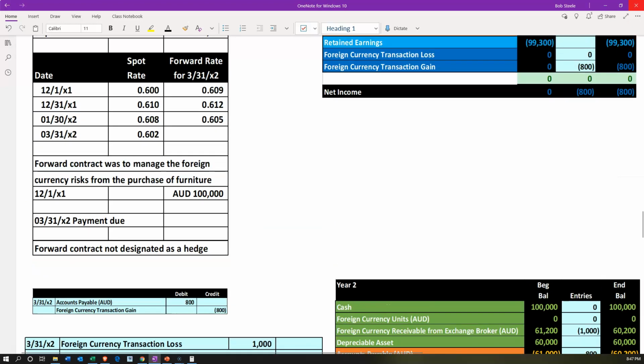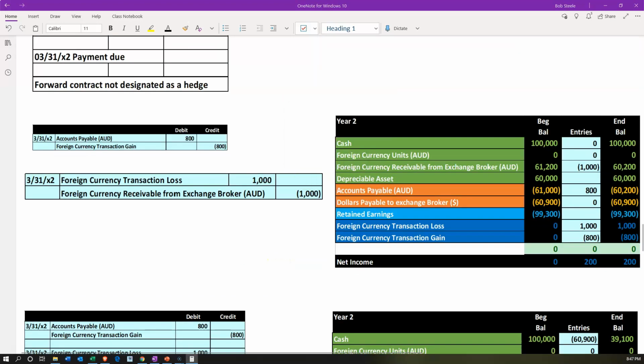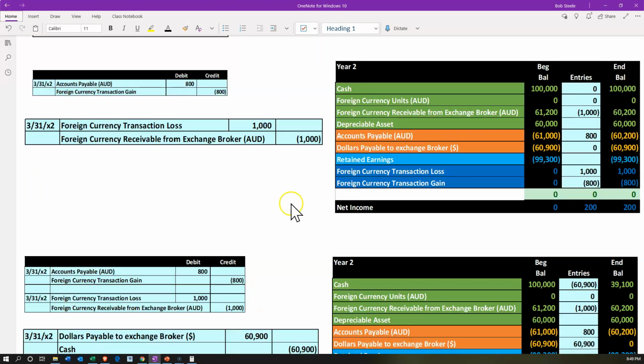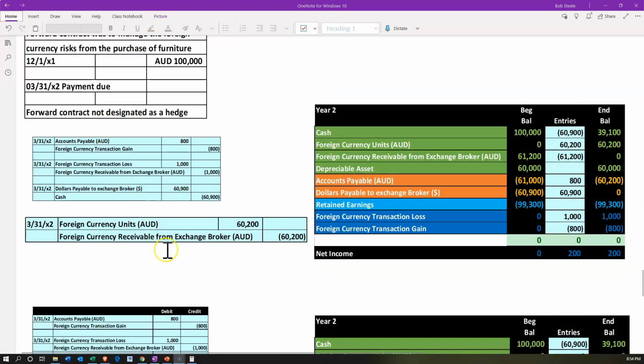Notice you can calculate that 60,200 again using that second method by subtracting the rates. If I take the rate of 0.612 minus 0.602, multiplying that times the 100,000, there's that $1,000 once again. Now we're going to be collecting on the receivable. So now we have this receivable we paid off. Notice we paid off in the forward contract, the dollars payable here.